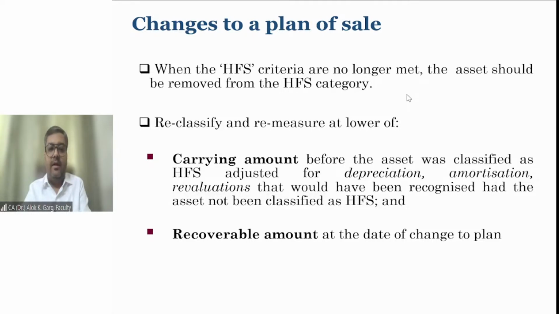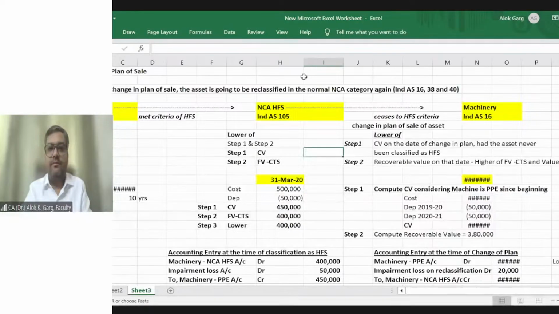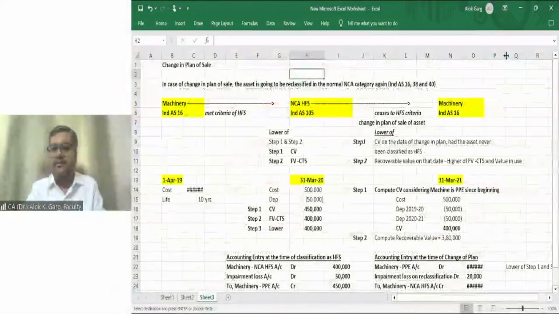Let me share my Excel and please confirm if my Excel is visible to all of you. Please confirm once it is visible. Is it visible? Is it visible now? This change of plan, is it visible?